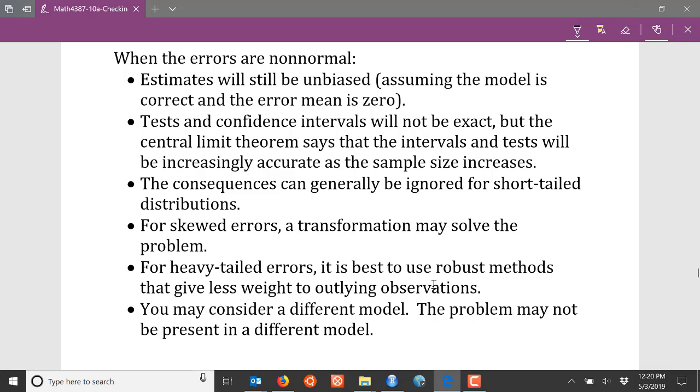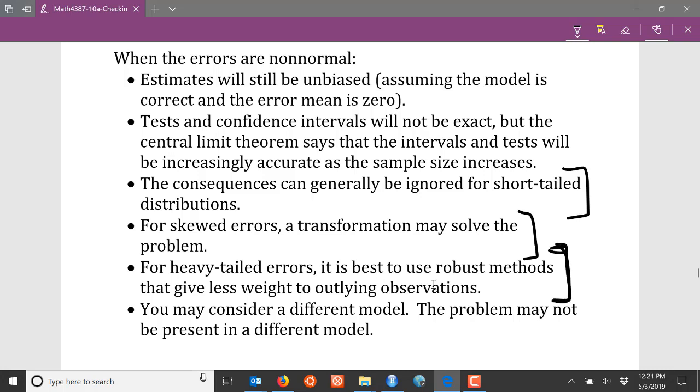If you have short-tailed data, or you have short-tailed errors, then the consequences of violating the normality assumption are pretty mild. You can essentially ignore that. If that assumption is violated with short-tailed errors, then there's really no practical impact on the validity of our confidence intervals and hypothesis tests. If you have skewed data, then frequently a transformation of the response variable will correct the problem. Heavy-tailed errors are a problem.